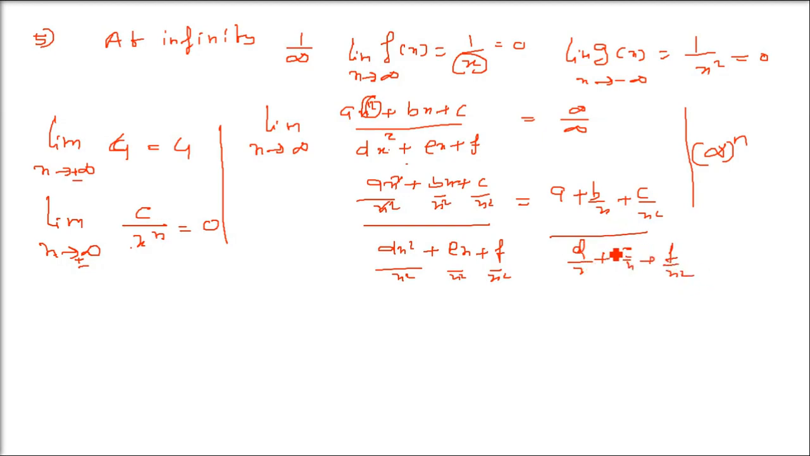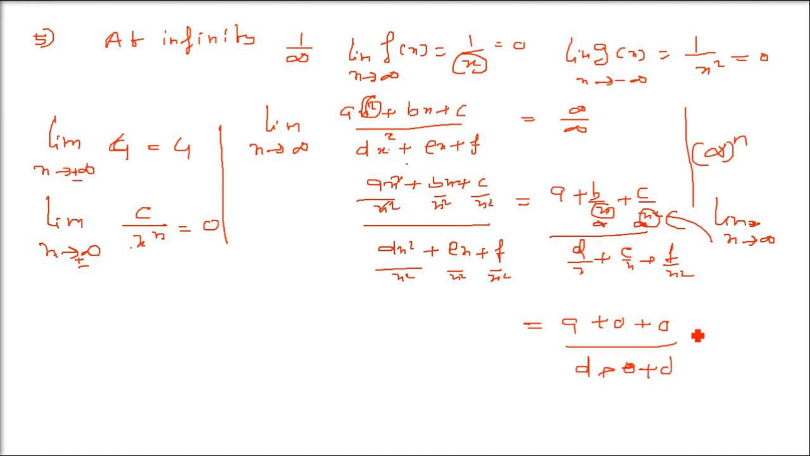Now the logic I explained earlier: if you apply limit x tends to infinity, I am writing on the right hand side, x is infinite, so this b by x will be 0. Anything which has infinite in the denominator will be 0. Only a will remain. Otherwise, b by infinity is 0, c by infinity is 0, d will remain like this, e by infinity is 0, f by infinity is 0. So what do you get? A by D.